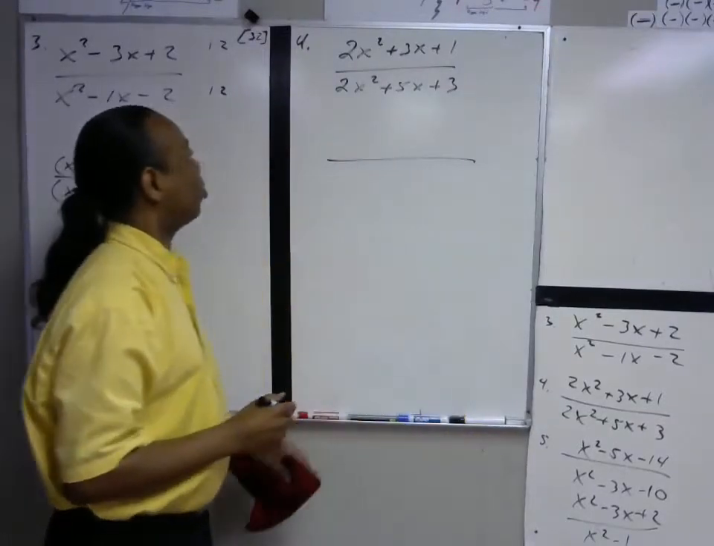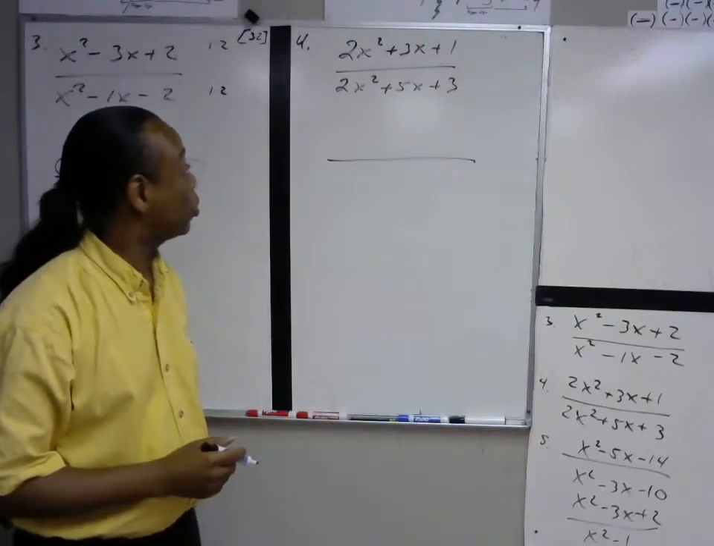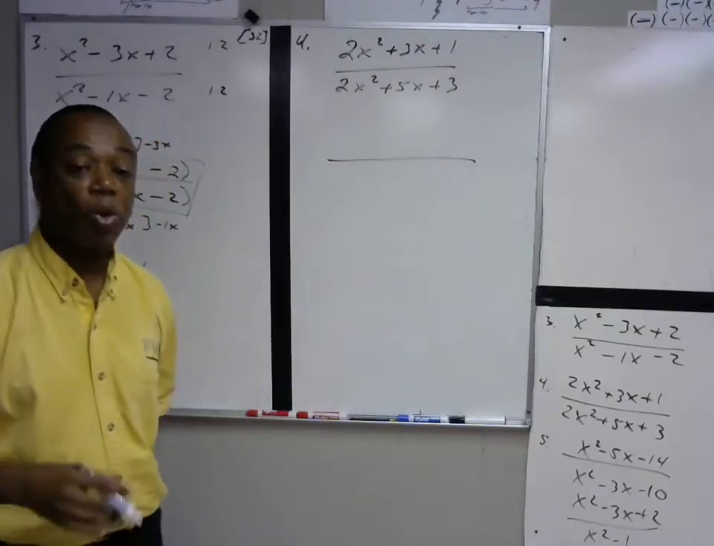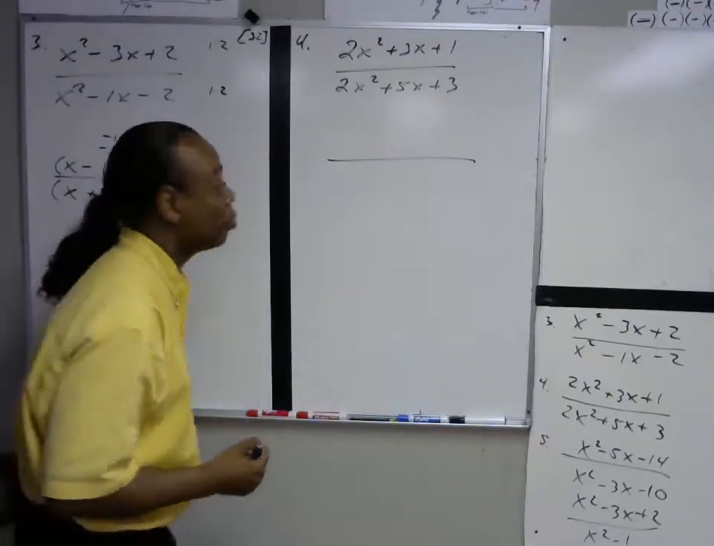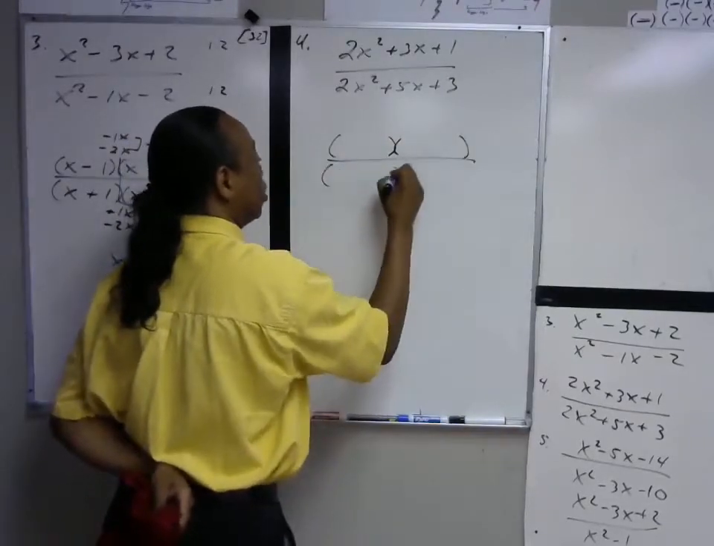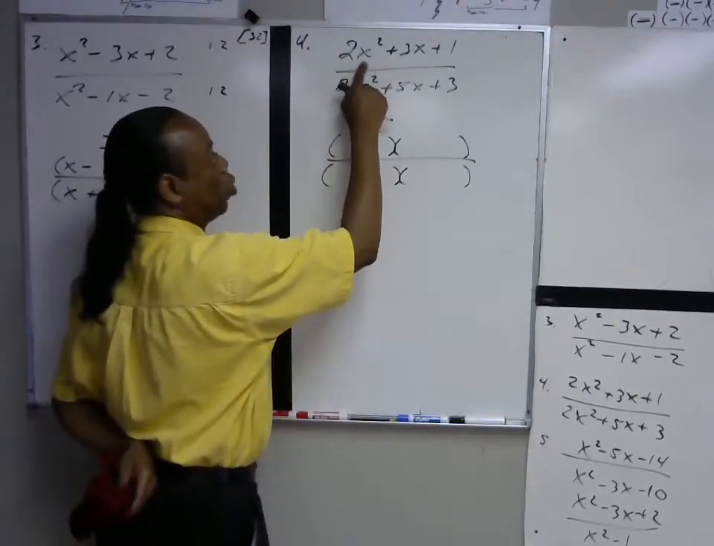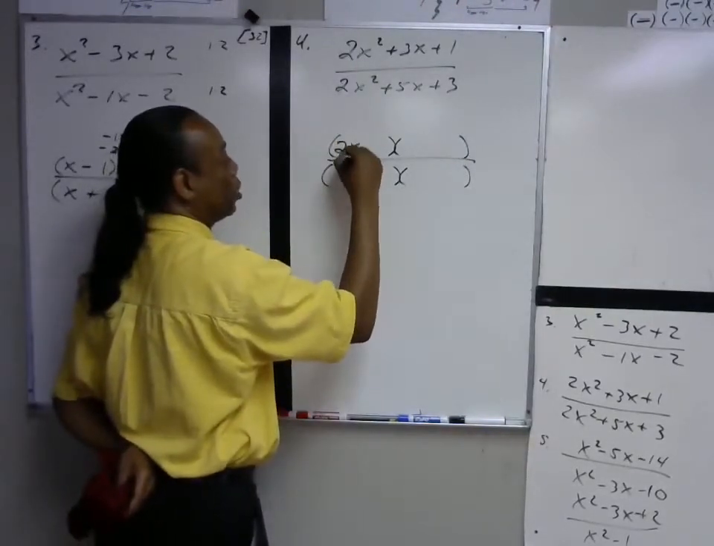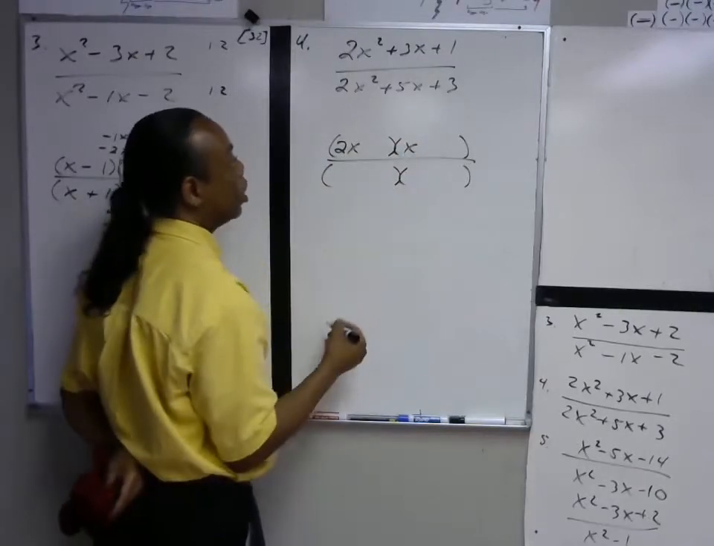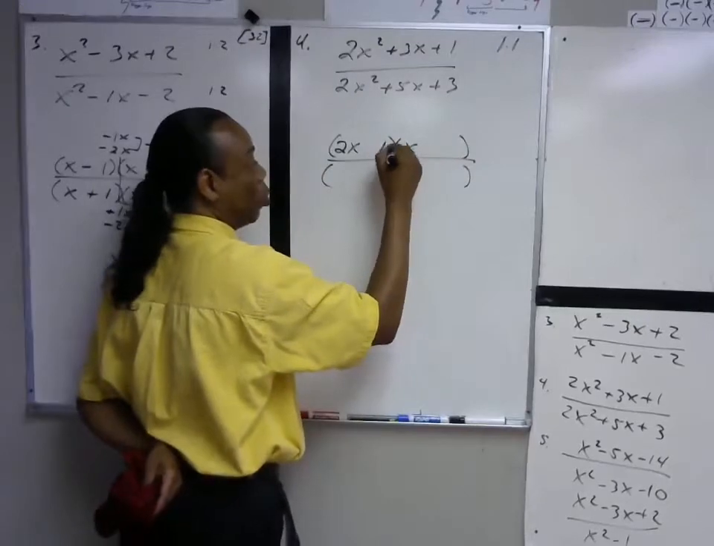Okay, next is number 4. We have 2x squared plus 3x plus 1 all over 2x squared plus 5x plus 3. We're going to factor those into 2 binomials. First, the 2x squared can factor into 2x times x. 1 factors only into 1 times 1, so that's our only choice, 1 times 1.